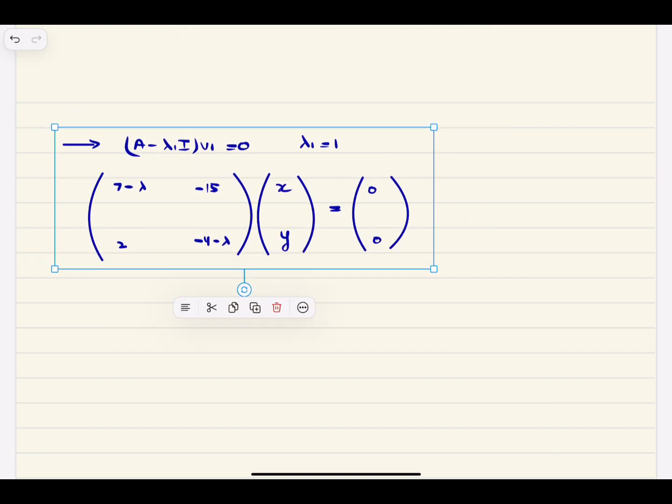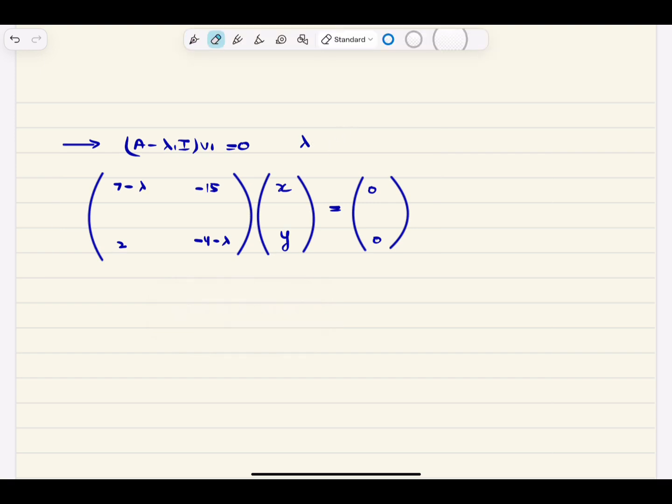So now I want to find the same thing but for lambda 2. So we have (A minus lambda 2 I) v2 = 0, where lambda 2 is equal to 2. Therefore what we get here, we had 7 minus 2, right? So we're going to end up with a 5 and we'll have a 15 there, 2 and minus 6 here.